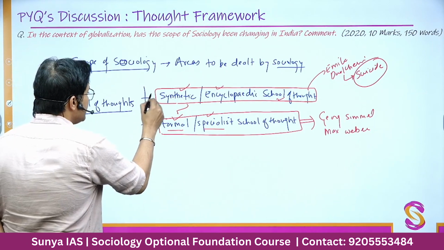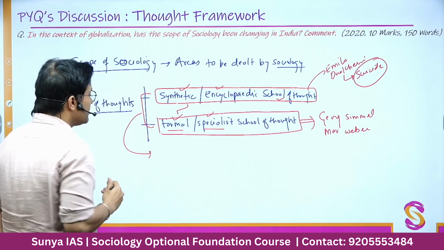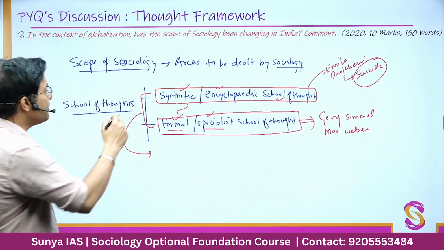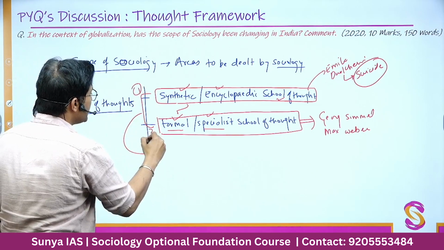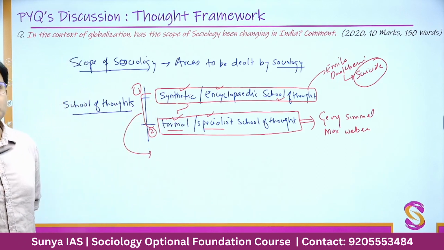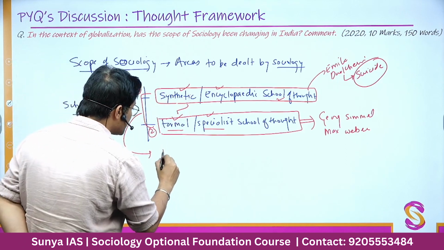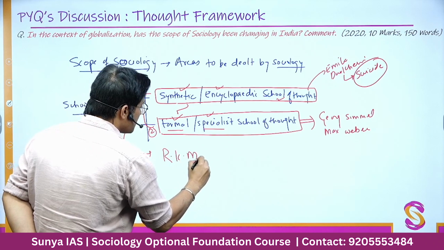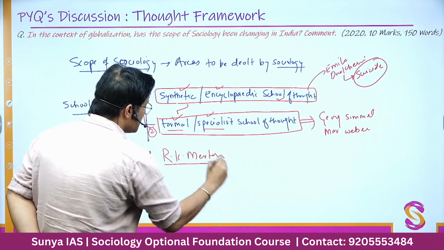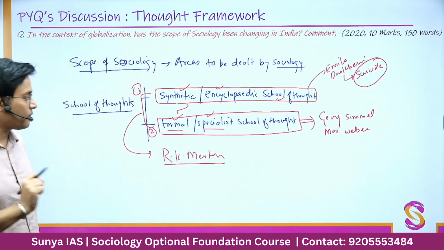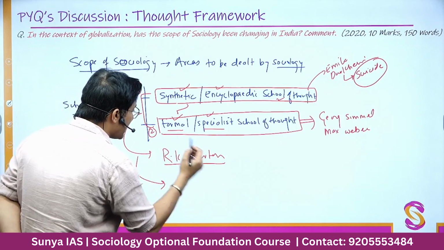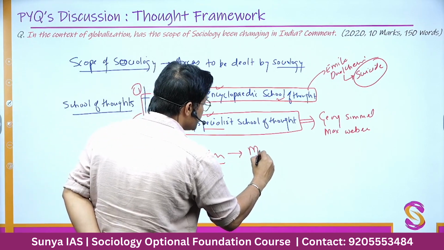Then there comes an era when a set of scholars started saying that we need to synthesize both one and two, that is, the synthetic school of thought along with the formal school of thought. This school of thought basically talked about the synthesis of both of them. The scholars associated were like R.K. Merton, who talked about the middle range theory.